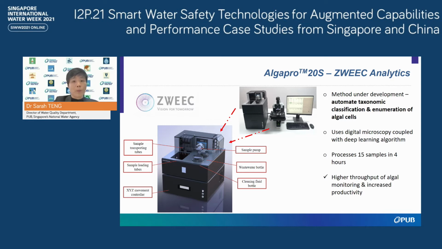And we are working with our research partners now to build up the database to incorporate a local library of phytoplankton images. Because as you know, different countries have different predominant marine and freshwater algal species. So we need to build up our own library for that. Next slide, please.